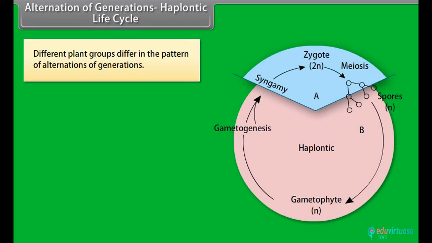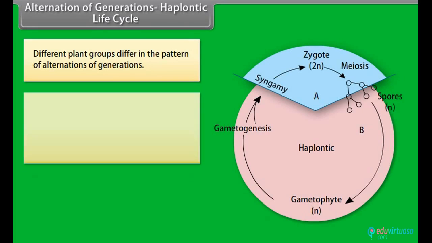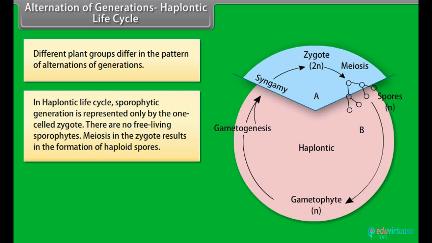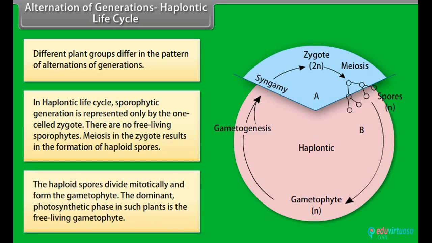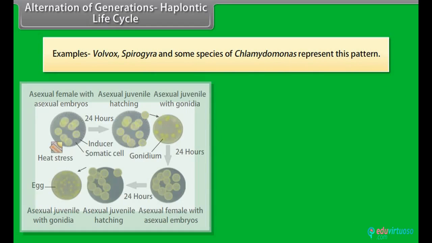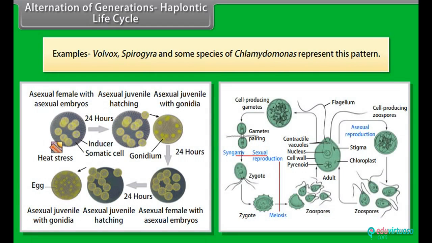Haplontic life cycle. Different plant groups differ in pattern of alternations of generations. In haplontic life cycle, a sporophytic generation is represented only by the one-celled zygote. There are no free-living sporophytes. Meiosis in zygote results in the formation of haploid spores. The haploid spores divide mitotically and form the gametophyte. The dominant photosynthetic phase in such plants is the free-living gametophyte. Examples: Volvox, Spirogyra, and some species of Chlamydomonas represent this pattern.